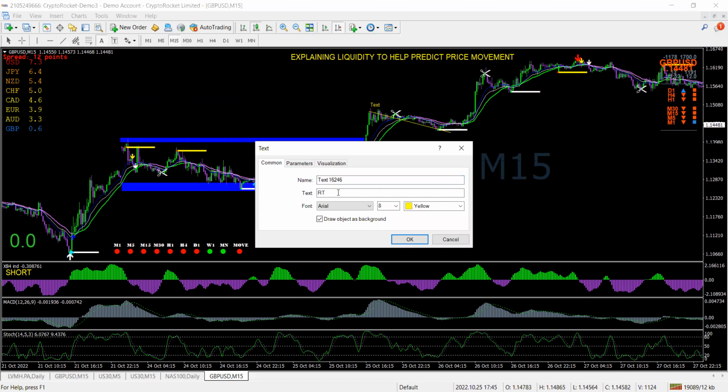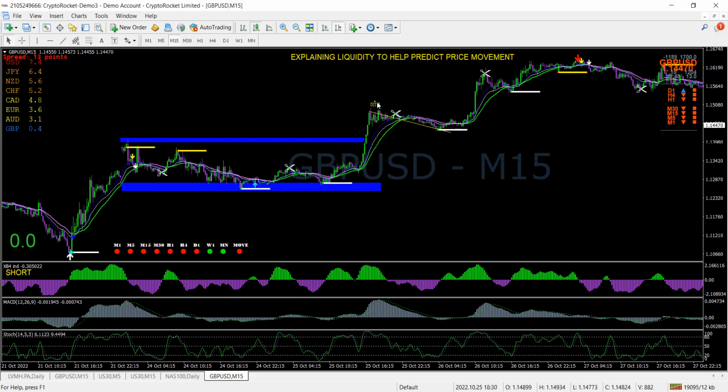Now, because this time we've tricked sellers into selling, not buyers, right? We tricked sellers into selling. When these people sell, they're going to protect their money by putting a stop loss above these wicks, and it's going to give a reason for the market to push, a reason for the banks to move price up.